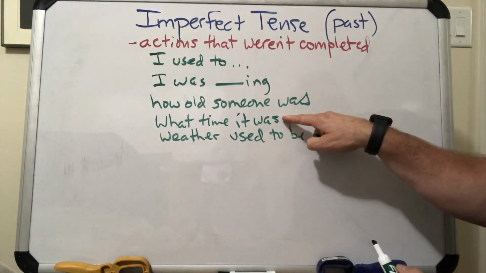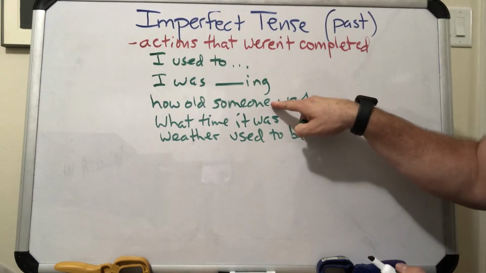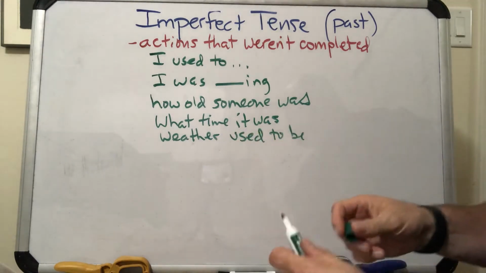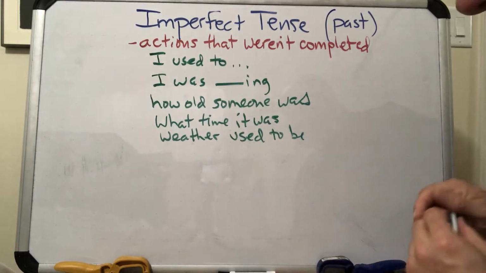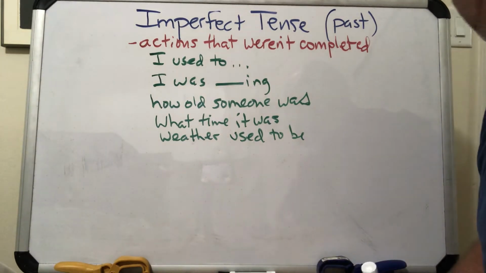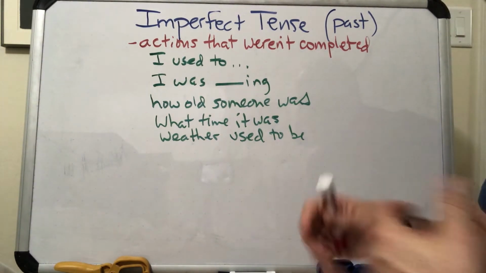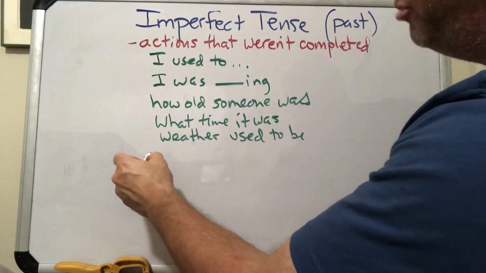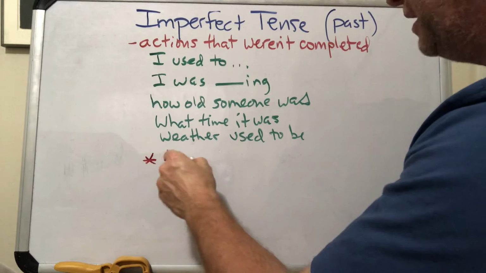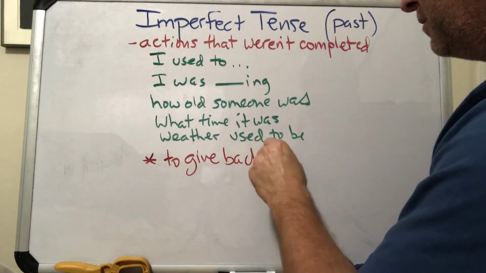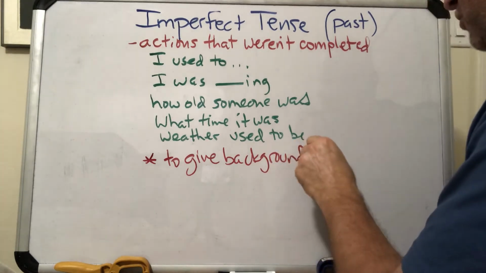Remember what time it was? We're going to use ser. How old someone was, you're going to use tener, because we say tener años. And the weather, remember, we use the verb hacer. Also, another thing you'll see in this unit, because we're talking about legends and storytelling, is that you use the imperfect tense to give background on a story.